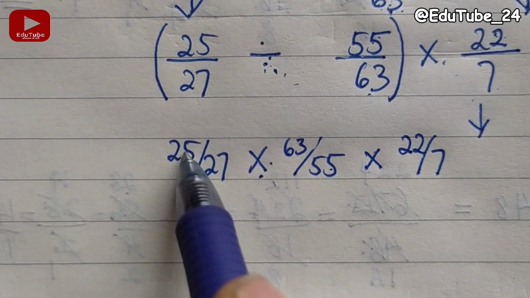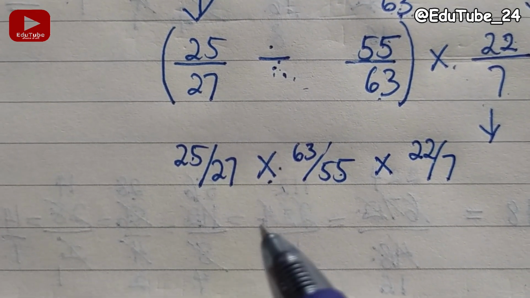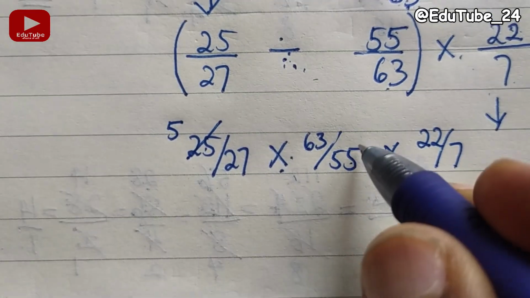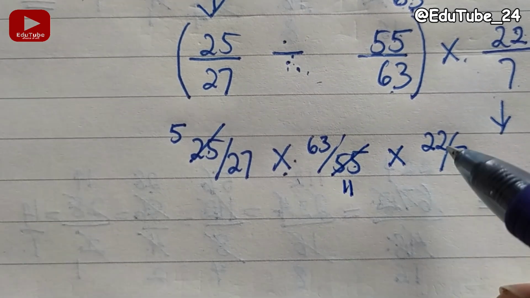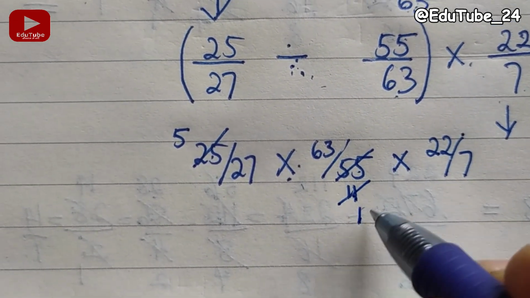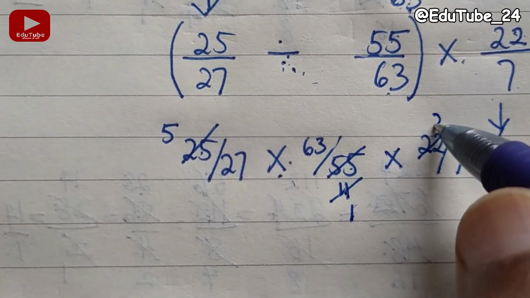So looking at 55 and 25, I know that 5 can divide them. So I will say 5 in 25, that gives me 5. And then 5 in 55, that gives me 11. And I know also that 11 can go in 22. So I will say 11 in 11, that gives me 1. And 11 in 22, that gives me 2.